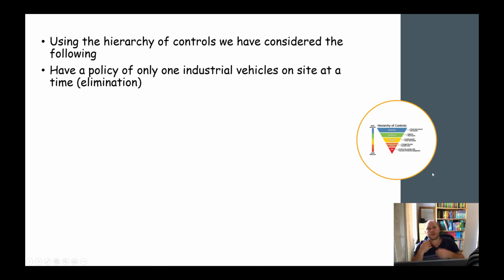Using the hierarchy of controls, these are some of the things you might consider in a risk assessment for industrial vehicles on a building site. Possibly you might consider only having one industrial vehicle on site at a time, which eliminates the possibility of having several vehicles running around, because the more vehicles on the site, the higher the likelihood of somebody being injured.